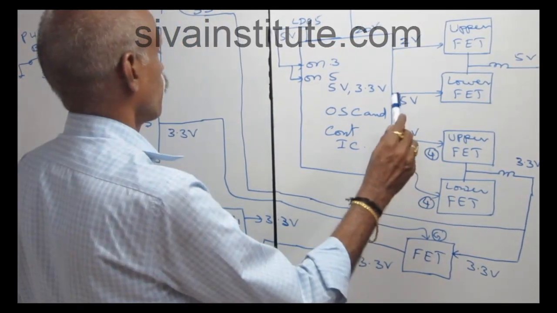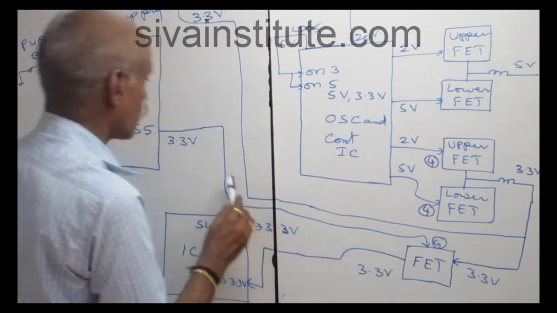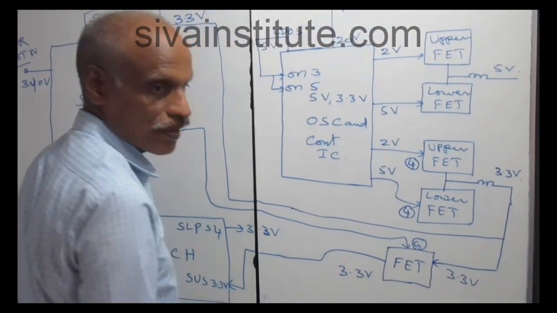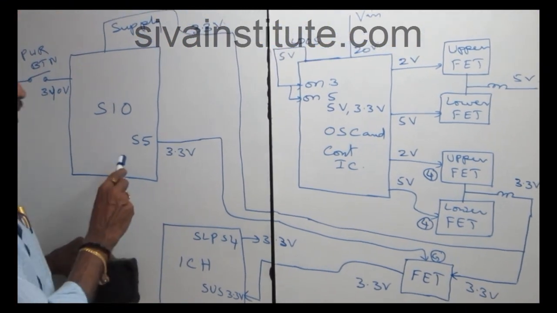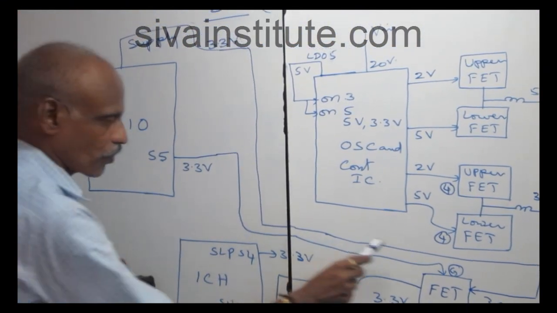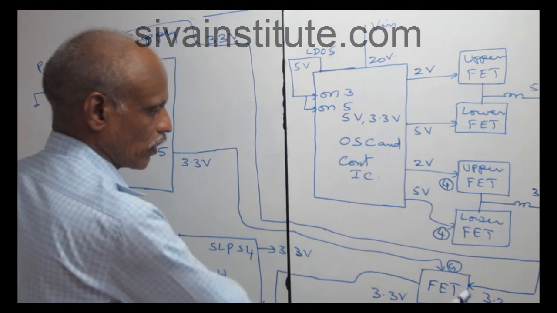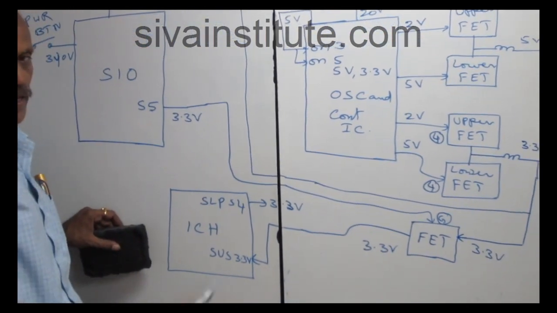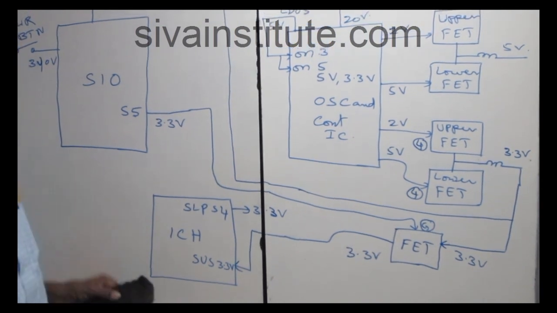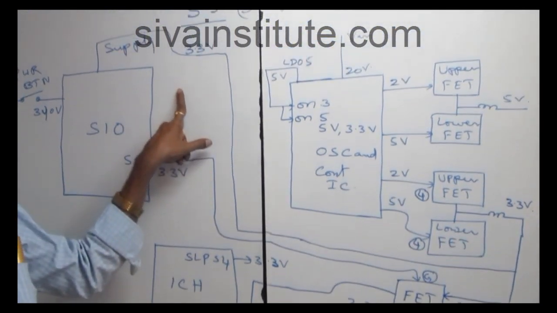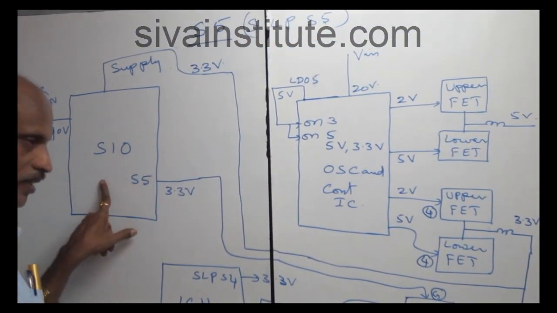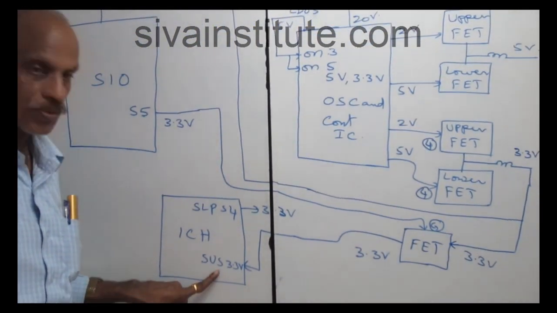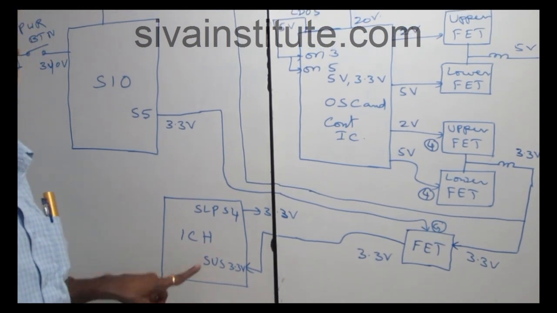Without pressing the power button, the 3.3 volts goes to the SIO chip. The same voltage goes to another FET. When you press the power button, this S5 3.3 volts goes to the other FET gate. That voltage is released from this FET. This voltage goes to suspend 3.3 volts. So without pressing the power button, 3.3 volts goes to the SIO. After pressing the power button, 3.3 volts goes to ICH suspend 3.3 volts.